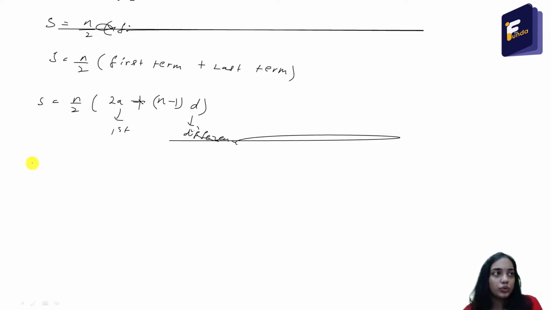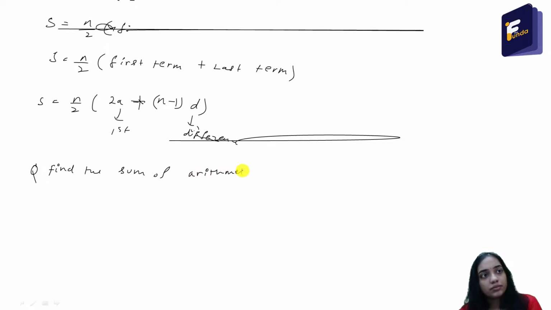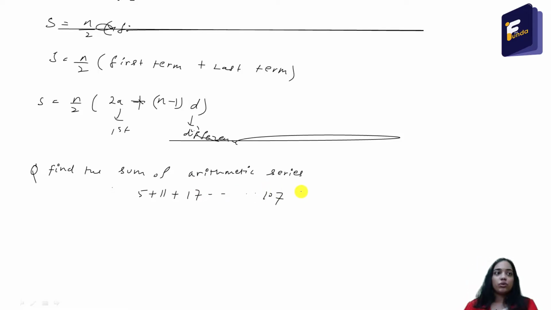Now let's do a question, a simple question actually. Find the sum of the arithmetic series 5 plus 11 plus 17 up to 107. We already know the formulas, so you may pause the video and solve this question. It's a very simple question.